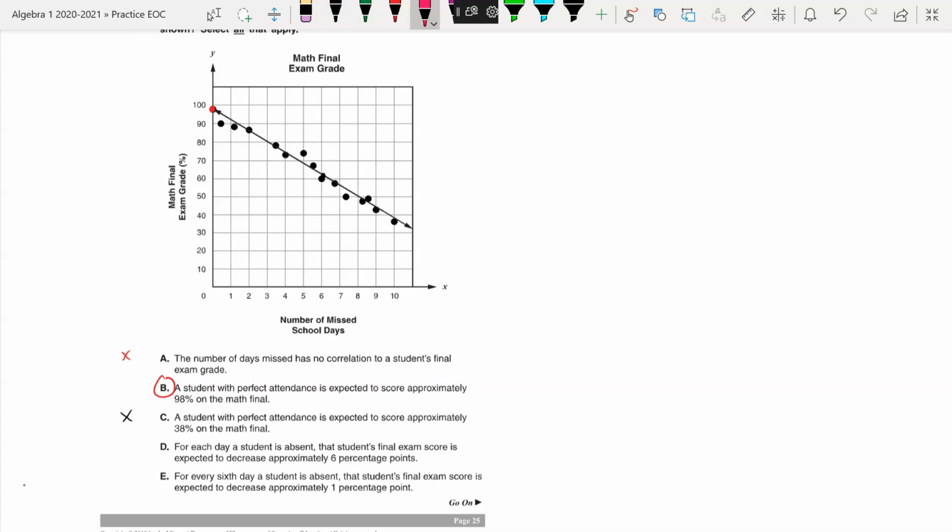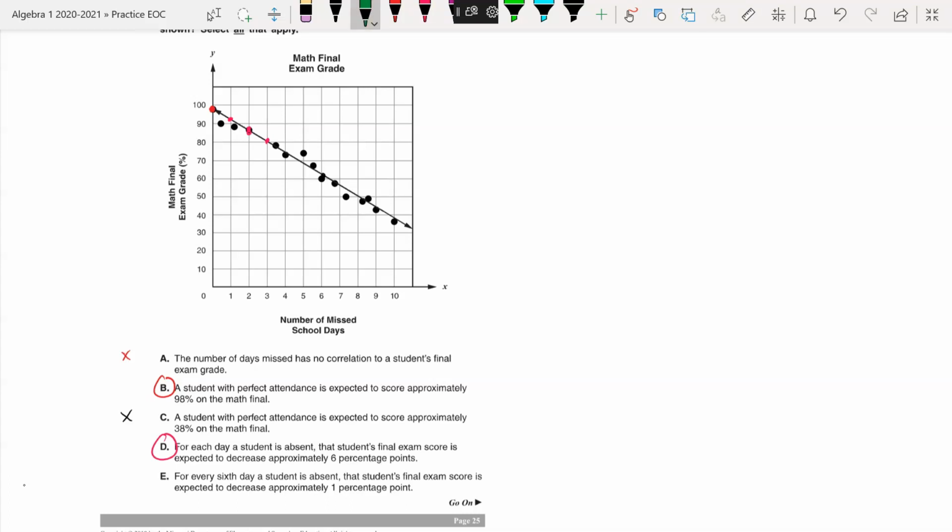D says for each day a student is absent, the student's final exam score is expected to decrease approximately 6 percentage points. So I go from 0 to 1. If you look at this, it looks like it's going down from a 98 to a 92. If I go to day 2, it goes from like a 92 to an 87. Day 3, I'm at like an 80. So if you notice, they are going down by 6 percentage points. So that would be D.